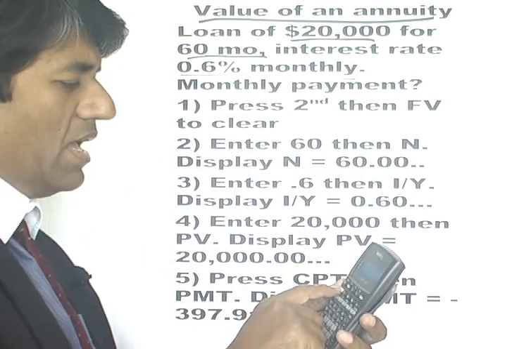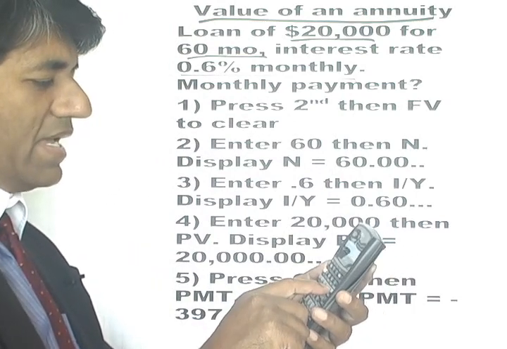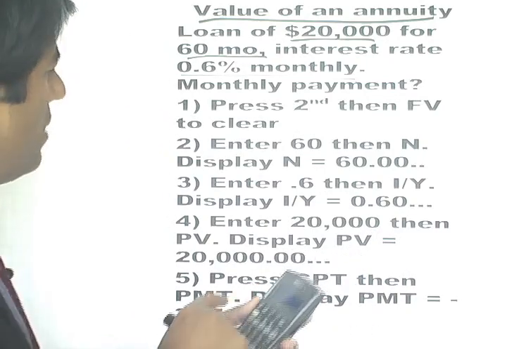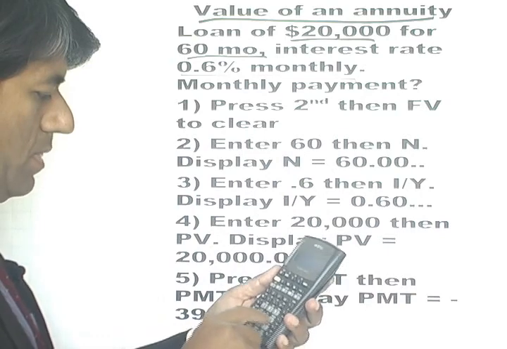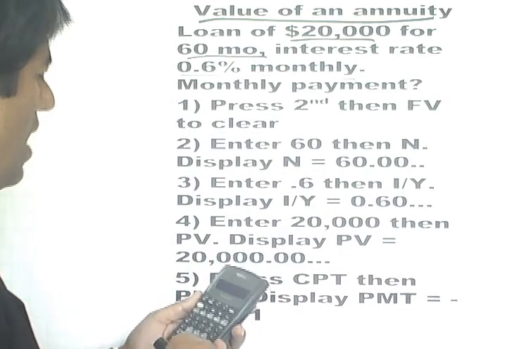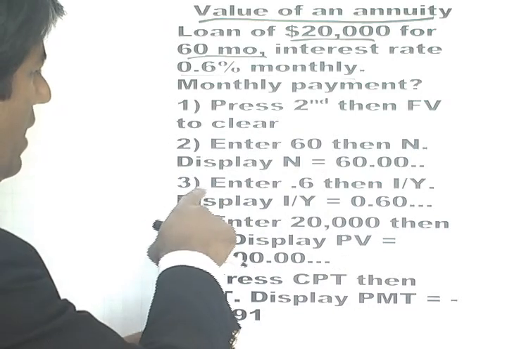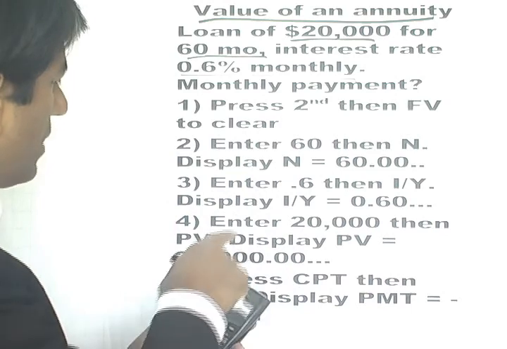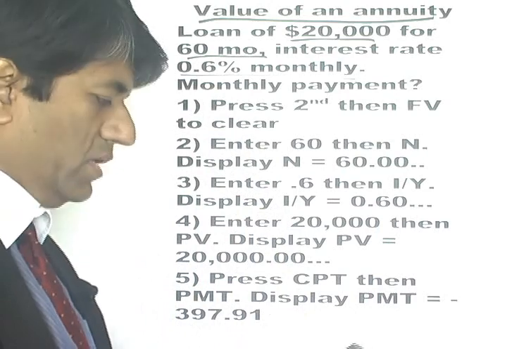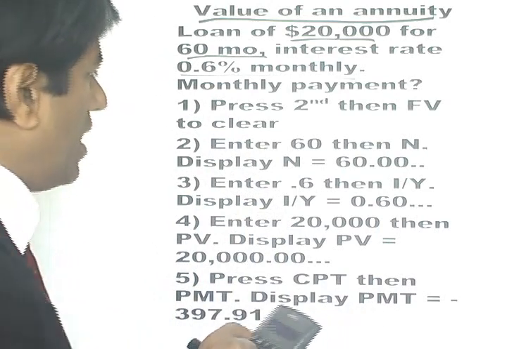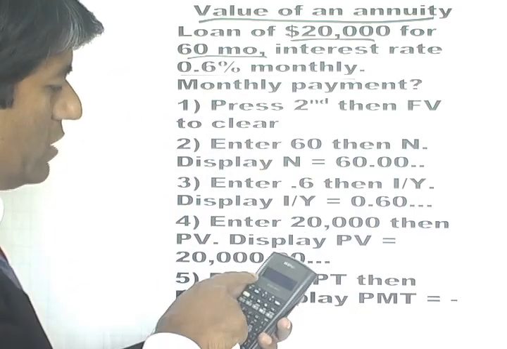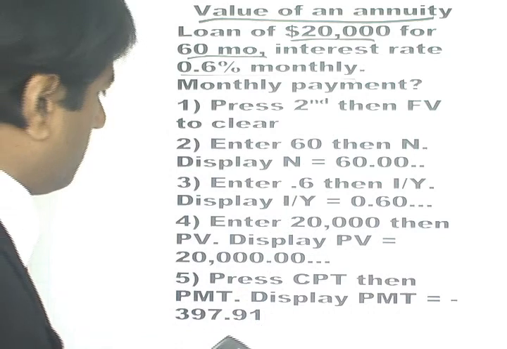Well, again, first clear the calculator by pressing second and then FV, and after that you enter 60 and then press N, and it should display N equal to 60. Then you want to enter the interest rate, and it's 0.6%. So you're going to enter 0.6, and then you press I/Y. It should display I/Y equal to 0.6.